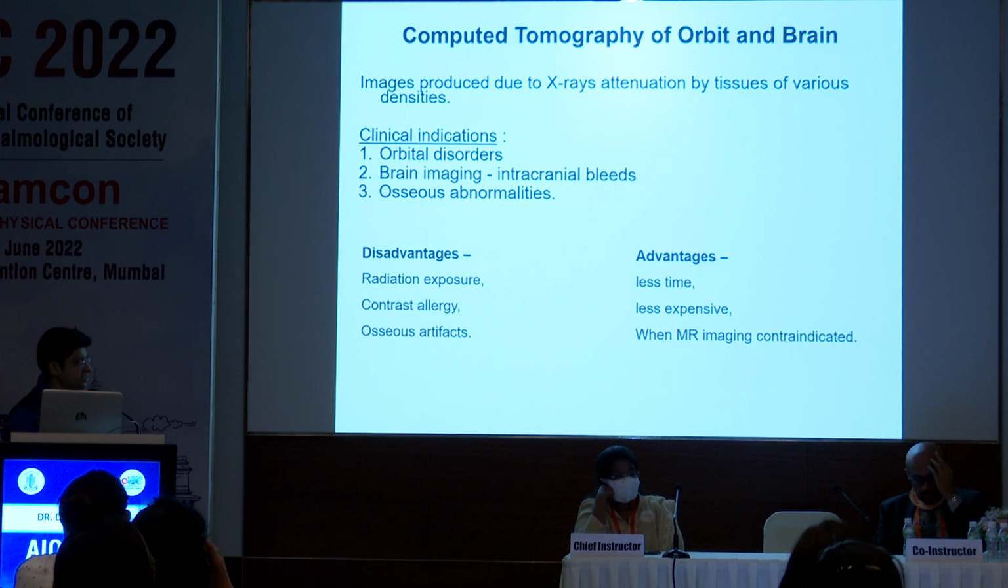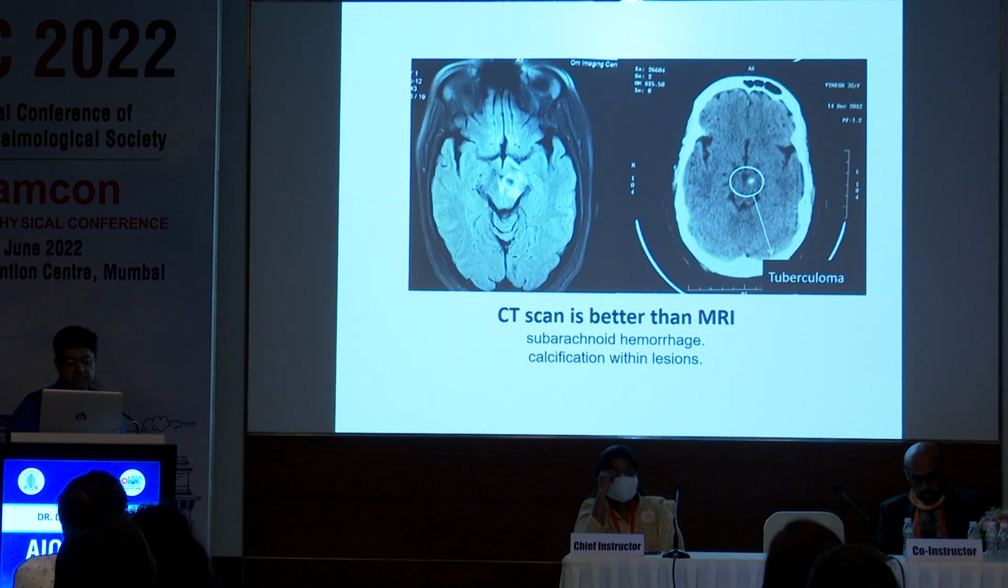Of course, the radiation exposure is a problem, but it takes very little time, is very quick, and is low expense. And of course, it is useful where MRI is contraindicated, where there are implants. CT is better than MRI in subarachnoid hemorrhages. If a patient comes with issues and you suspect there's an intracranial bleed, an urgent CT would be the ideal thing to do.